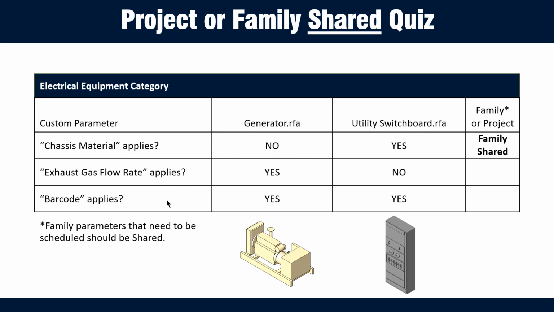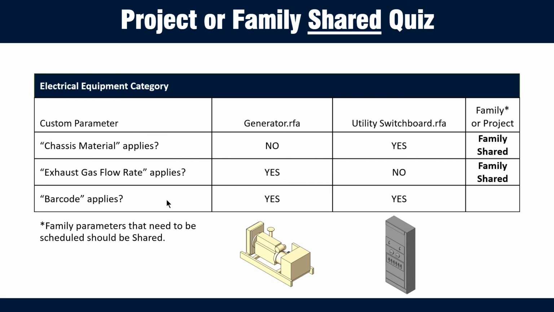Hopefully it doesn't crash. All right, exhaust gas flow rate. Hopefully your utility switchboard doesn't have an exhaust gas flow rate. That's kind of weird. I would be really concerned. But for a generator, that makes more sense. So again, what kind of parameter would that be? That's probably way too obvious. I've got to make this harder. Yep, family shared, right?